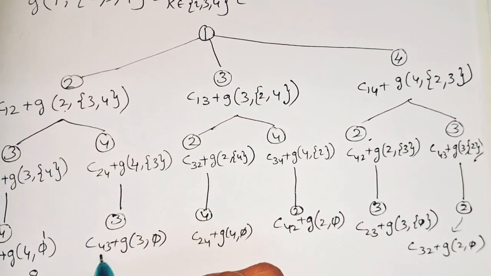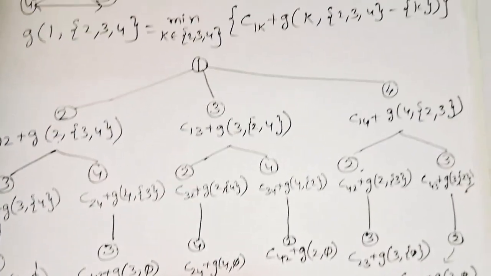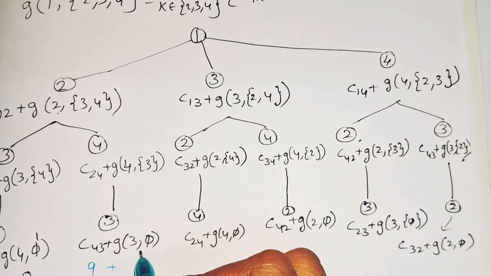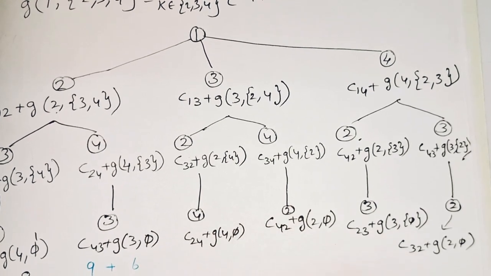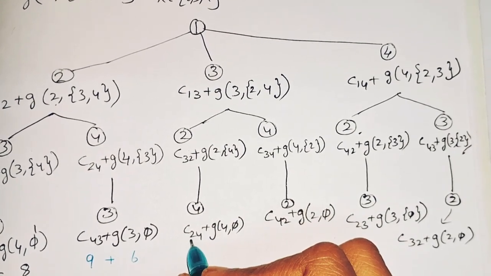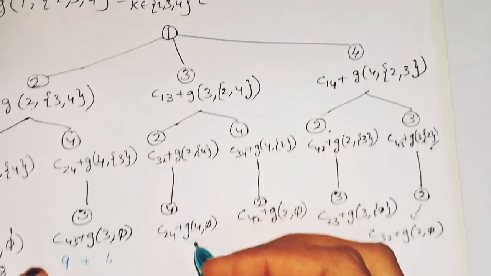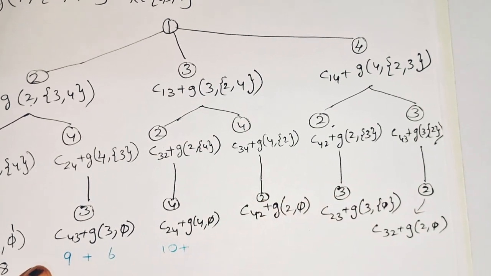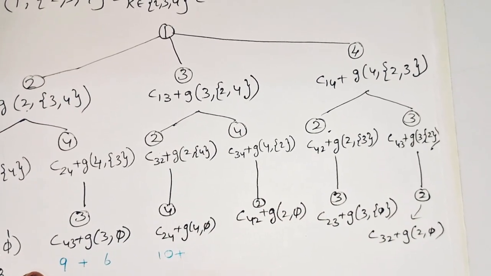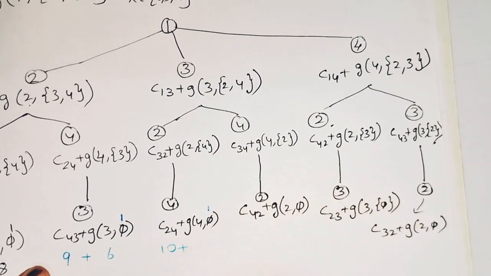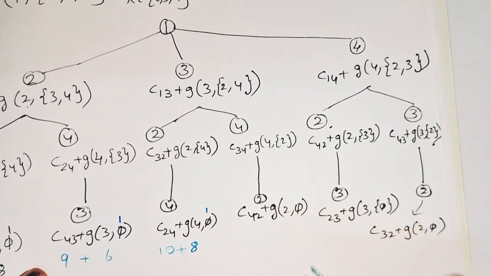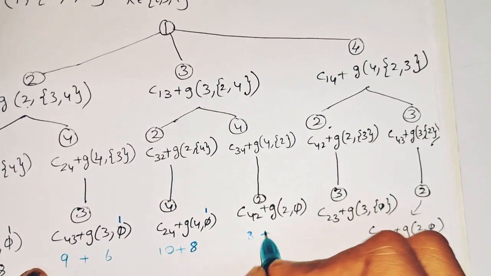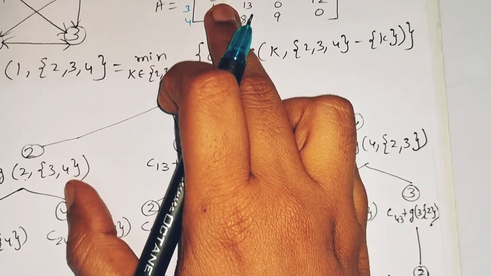Okay, so next C 4 3. What is the 4 3 value here? 4 3 is 9, plus G of 3 to 1. The 3 to 1 value is 6. Similarly, C 2 4: the 2 to 4 value is 10, plus G of 4 to null. So 4 to 1, where null means 1, is 8. So 10 plus 8. Next C 4 2: 8 plus G of 2 to 1. The 2 to 1 value here is 5.